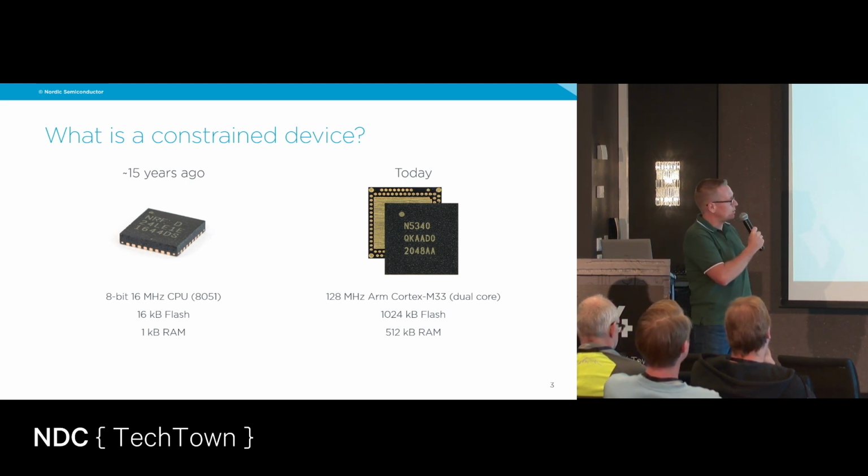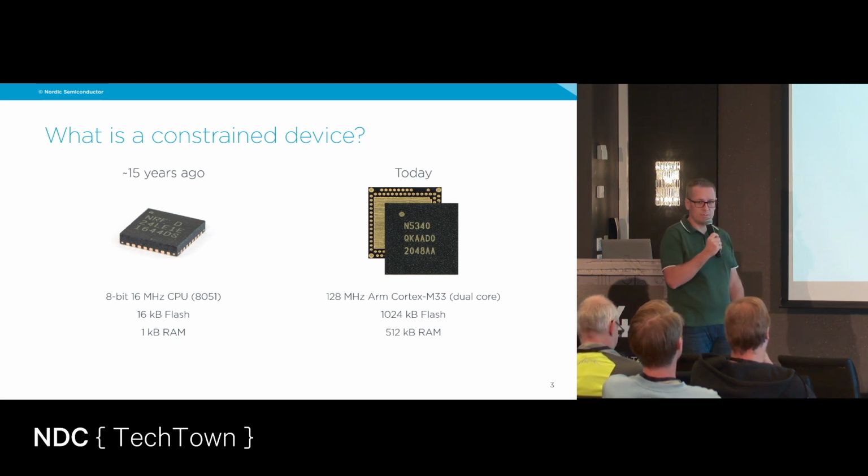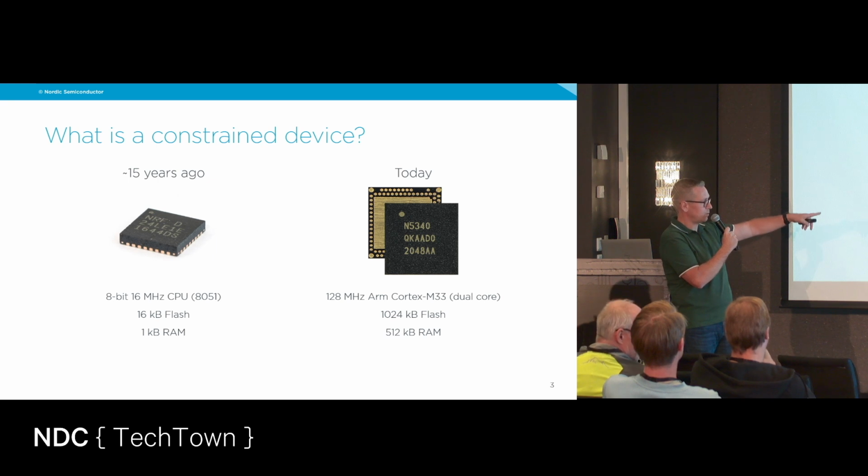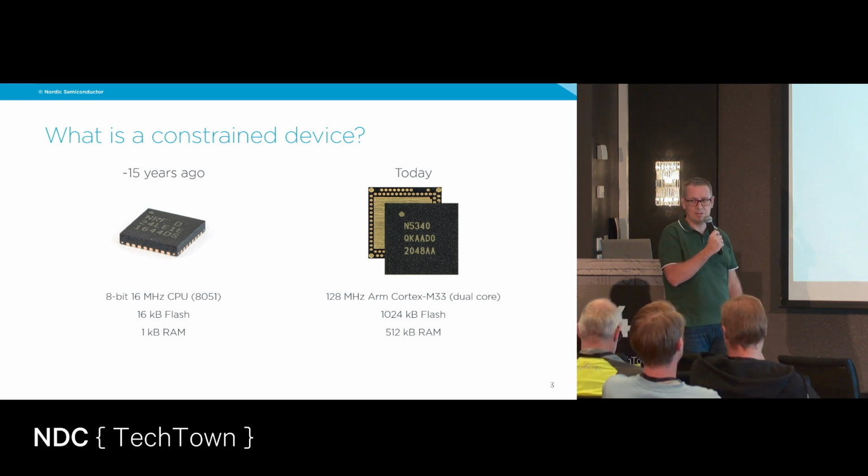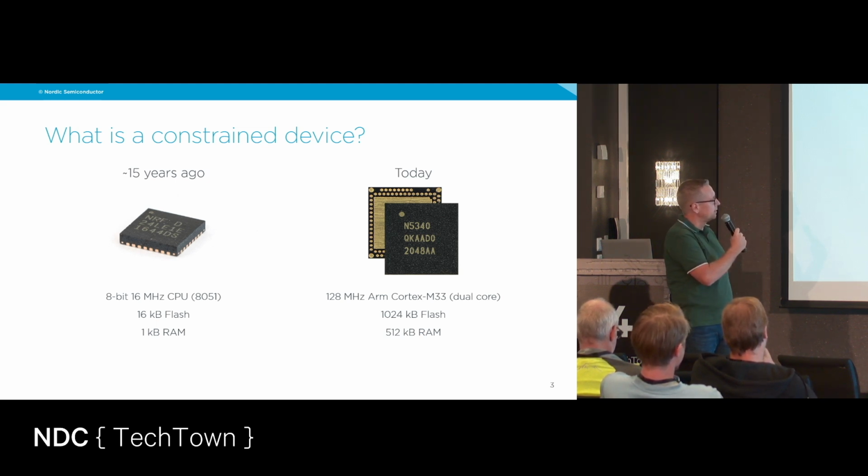And this is the most recent product we have. This is a radio MCU with a 128 megahertz Cortex-M33. It's actually a dual core, so those numbers are for the main processor, and there's an additional one with its own flash and RAM. So a lot of things change over the years, but I still feel I'm in the same industry, because some things are the same.